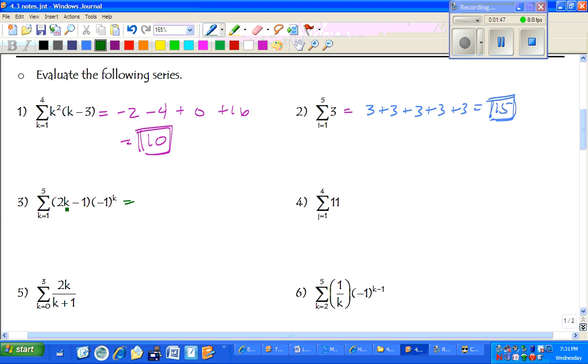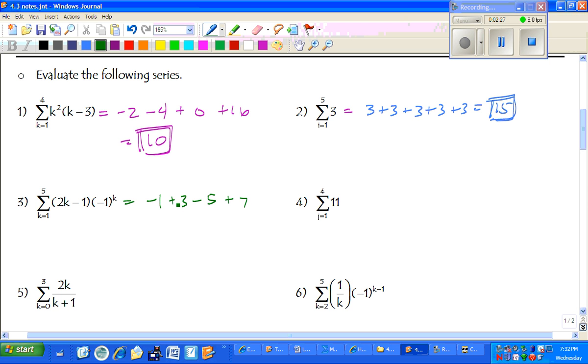If we put 1 in for k, 2 times 1 minus 1 gives us 1. And then times negative 1 to the first, we end up with negative 1. If we put 2 in for k, negative 1 squared is going to make that a positive number. And then 2 times 2 minus 1 gives us positive 3. Our third term, negative 1 to the third, is going to make it negative. 2 times 3 minus 1 gives us 5. Put in 4, negative 1 to the fourth, is going to make it positive. 2 times 4 minus 1 gives us 7.